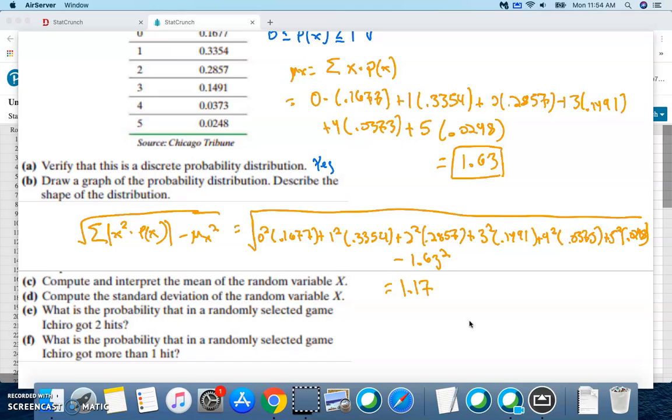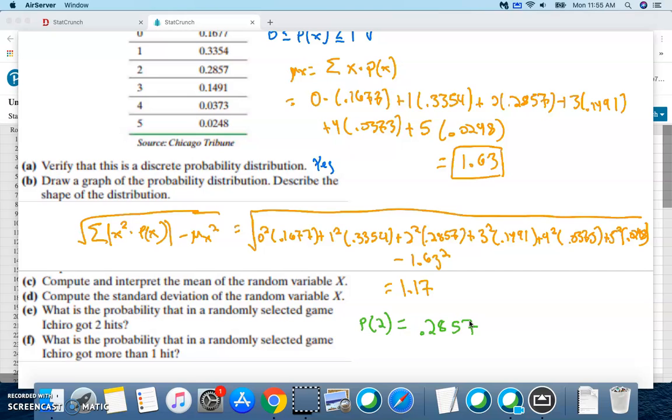Okay, so part E now. What's the probability that in a randomly selected game, Ichiro gets 2 hits? So what's the probability of 2? If we come up here, the probability of 2 is just right there, 0.2857. And that's his probability. So very straightforward on that question.